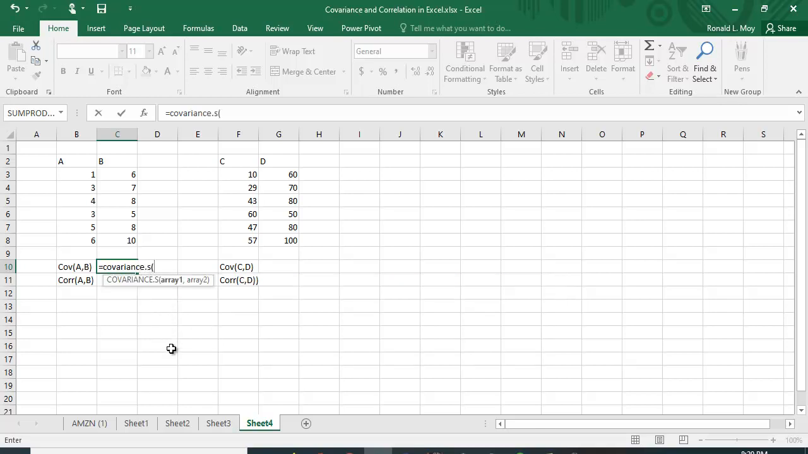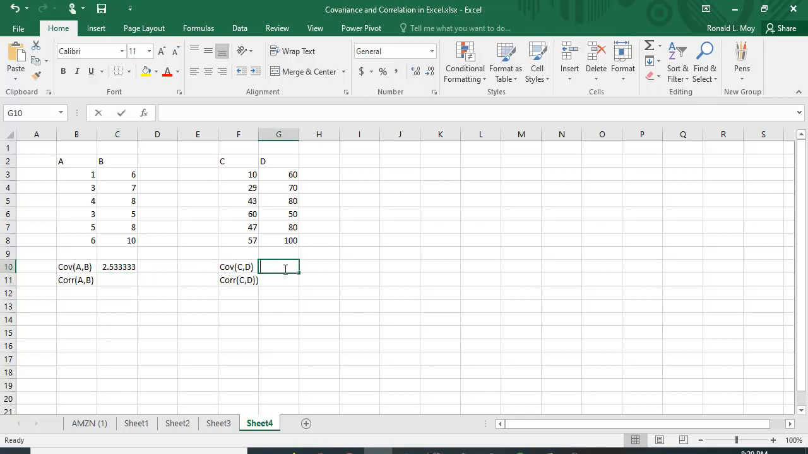All right, and what you're going to do is type that in, and then it's going to ask you for the first array, or the first set of numbers. And I'm going to put a comma in. And then the second set is going to be B. And I'll close up the parentheses, and let's see what we get here. We get a covariance of 2.5333. All right, let's do it for C and D.